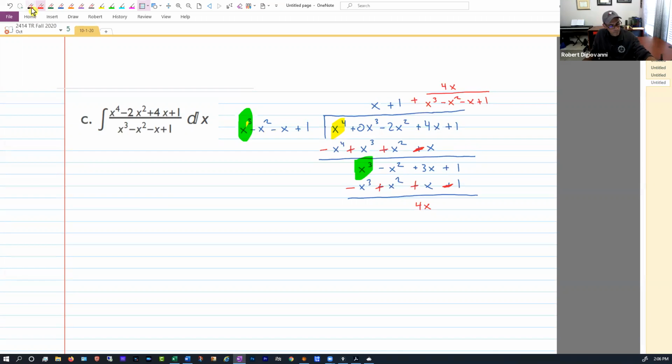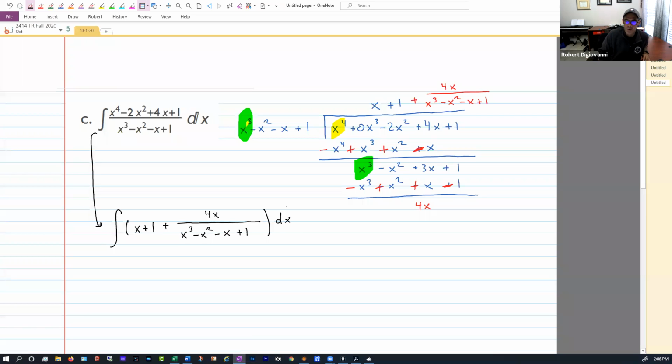So here's where we are. This original integral really turns into x plus 1 plus 4x over x cubed minus x squared minus x plus 1, all of that dx. And so here I'm partially happy because the first two terms now I can integrate, right? 1/2 x squared and then just x. So I can get that first piece.